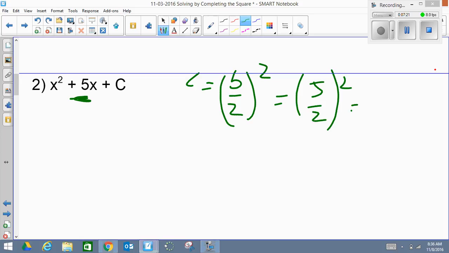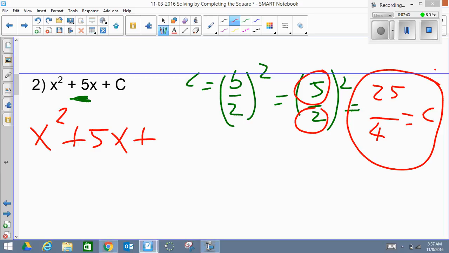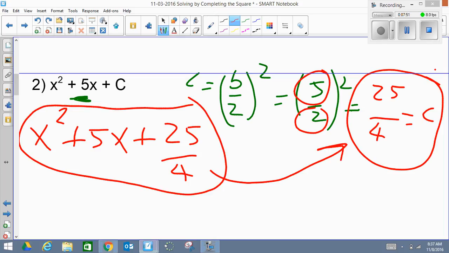When I have a fraction raised to the second power, the top is going to be to the second power, which is 5 squared is 25. And the bottom is going to be squared also. 2 squared is 4. So that's your value of c. Let me replace it: x squared plus 5x plus 25 over 4, which is the value I just found. And that's your answer.